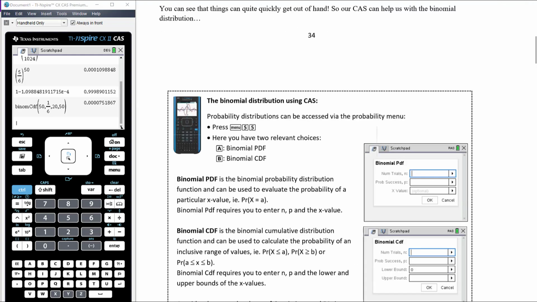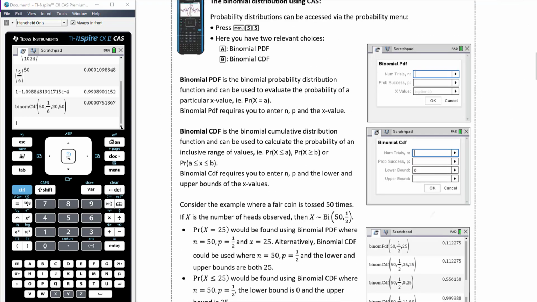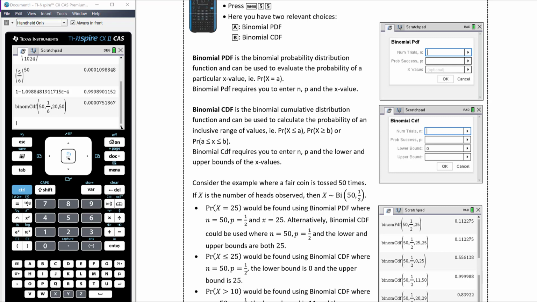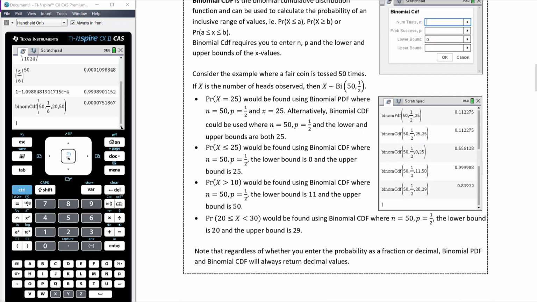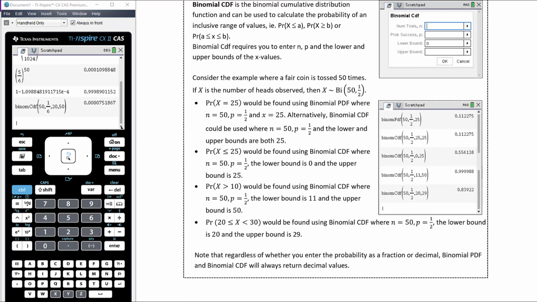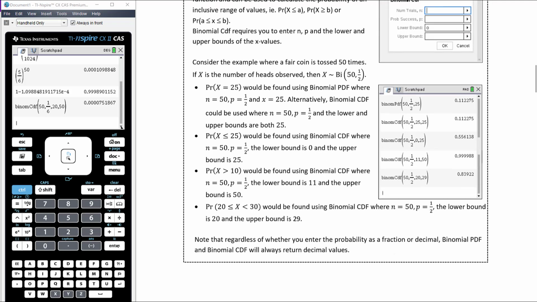So we're going to have a look at some examples of how we do that. This box here in your notes talks through the difference between PDF and CDF. For x equal to a particular value, you would use PDF, and you have to enter n, p, and the x value you want to calculate the probability at. For CDF, you're going to calculate the probability for a range of x values, so you have to enter n, p, and the lower and upper bounds for those x values. There's a series of examples that it talks through here, but I'll leave you to have a look at those. We might just get on with the examples.